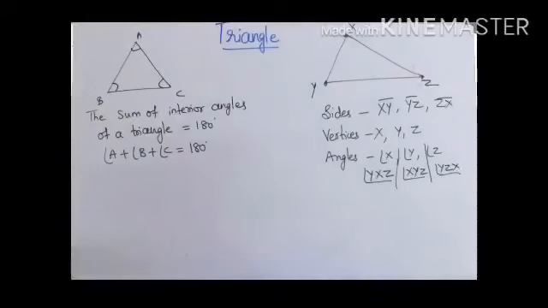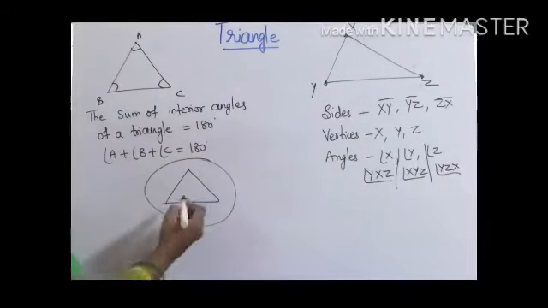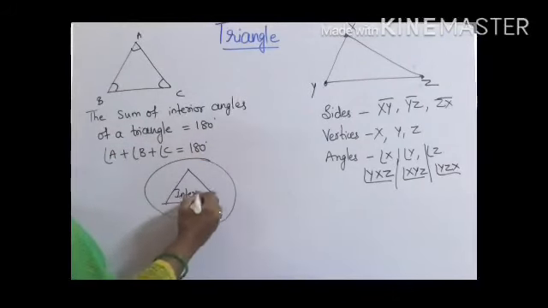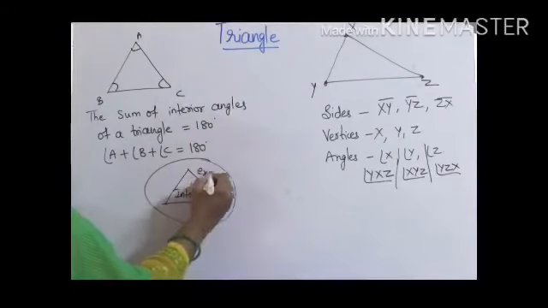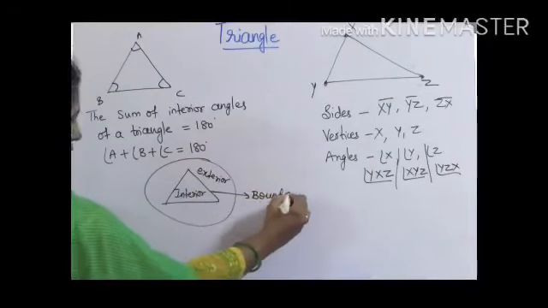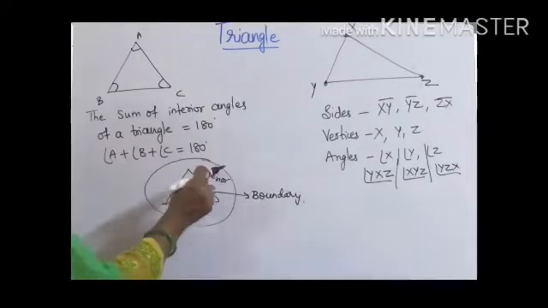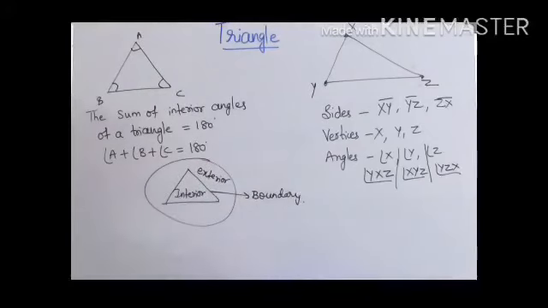And like the previous sum, every figure divides a plane into 3 parts, children. Similarly, a triangle also divides a plane into 3 parts. Okay, see, this is a triangle. Suppose this is a plane. So it divides the plane into 3 parts: interior, exterior and boundary. So once again, a triangle divides a plane into 3 parts: interior of the triangle, exterior of the triangle and boundary of the triangle.